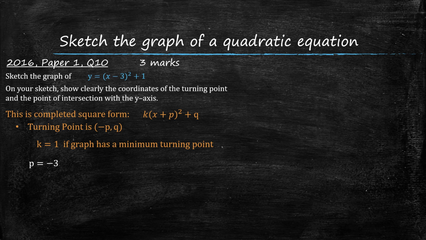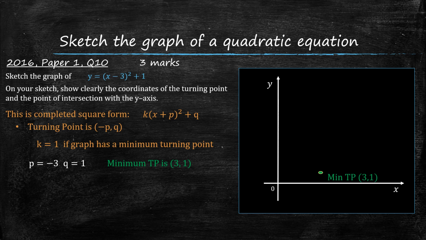Okay, so p in our equation, y equals (x minus 3) all squared plus 1, p is equal to negative 3, and q is equal to 1, which tells us our minimum turning point is (negative p, q), so it's negative negative 3, which is 3, and q, 1. So our minimum turning point is (3, 1). It's (negative p, q). Okay, let's draw that on our graph.